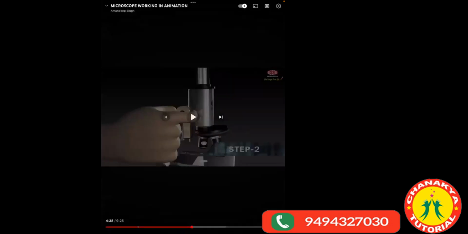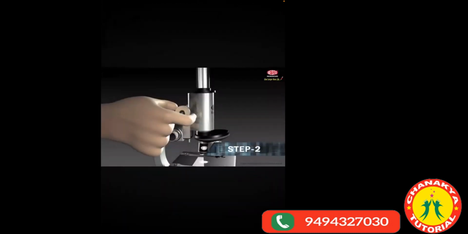Step 2. Make sure the low power objective is in place over the hole in the stage. As I told you, with the help of the adjustment, the body tube will be moving up and down. So you can see this, they are moving the body tube up and down.